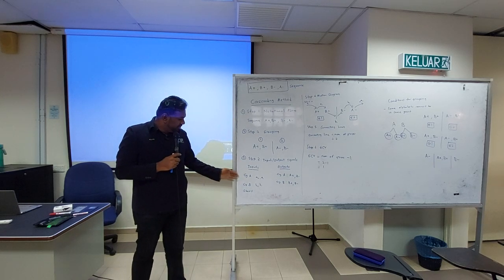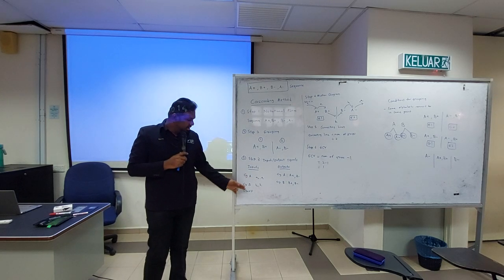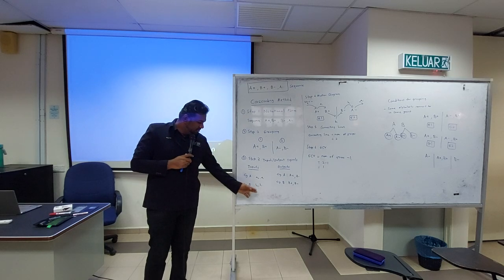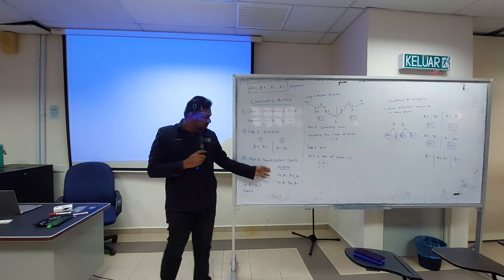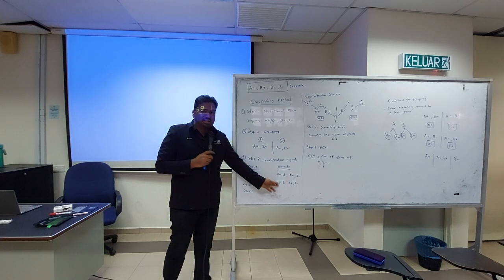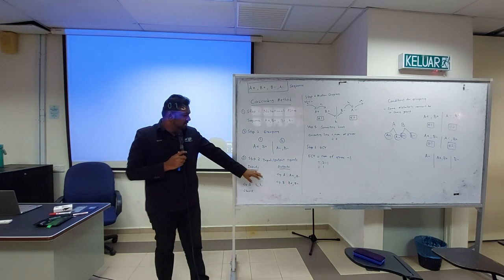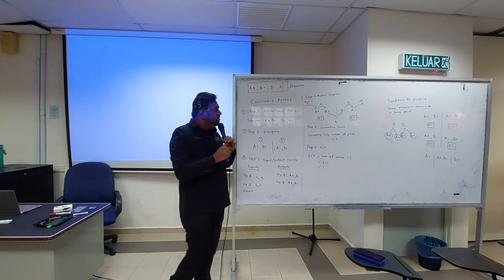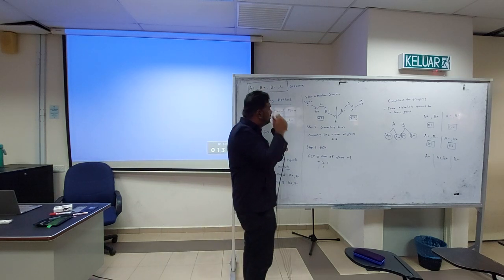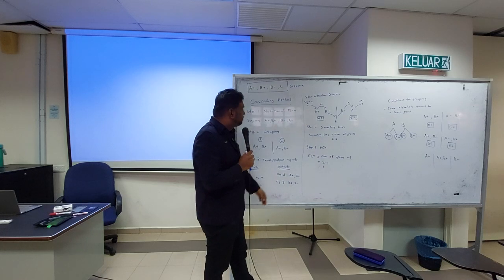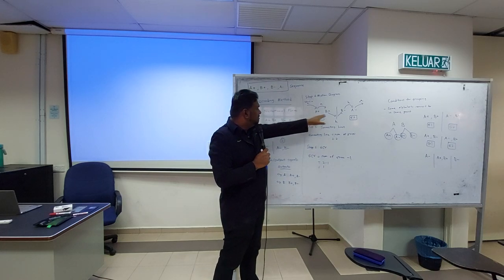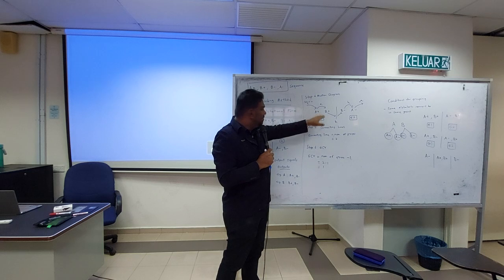So the input for cylinder A is A0, A1, for cylinder B is B0, B1, and you have a start button. And for output, you have A plus, A minus, B plus, B minus. This is the same. Then you go to the motion diagram. In the motion diagram, you put the equal sequence. So A plus, B plus are in the same group.